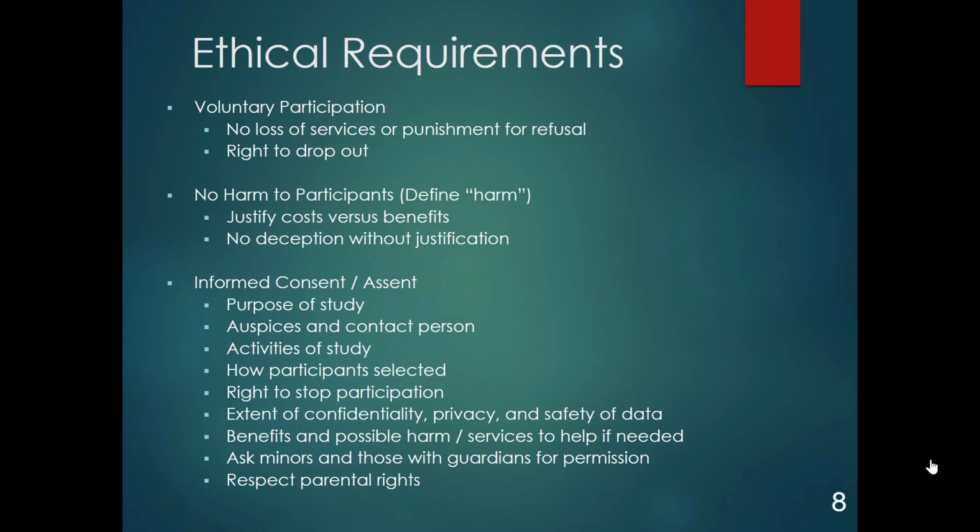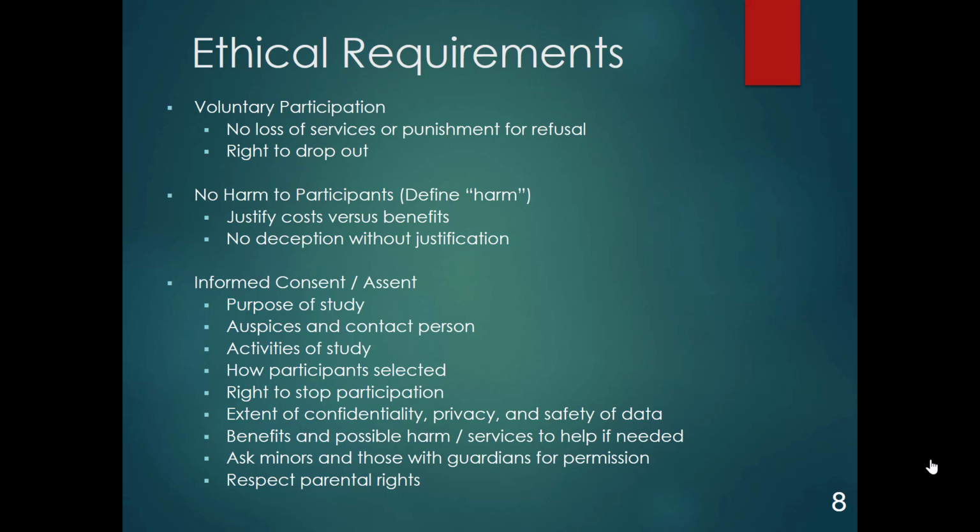Asking minors and those with guardians for permission. So if you're doing a study with anyone who's under the age of 18, remember that you have to get their informed consent from the parents or their guardian, but you also have to get assent from the actual minors. So that's what the assent is. Assent is the permission that you're getting from the person that's under 18. And then finally, respect for parental rights.